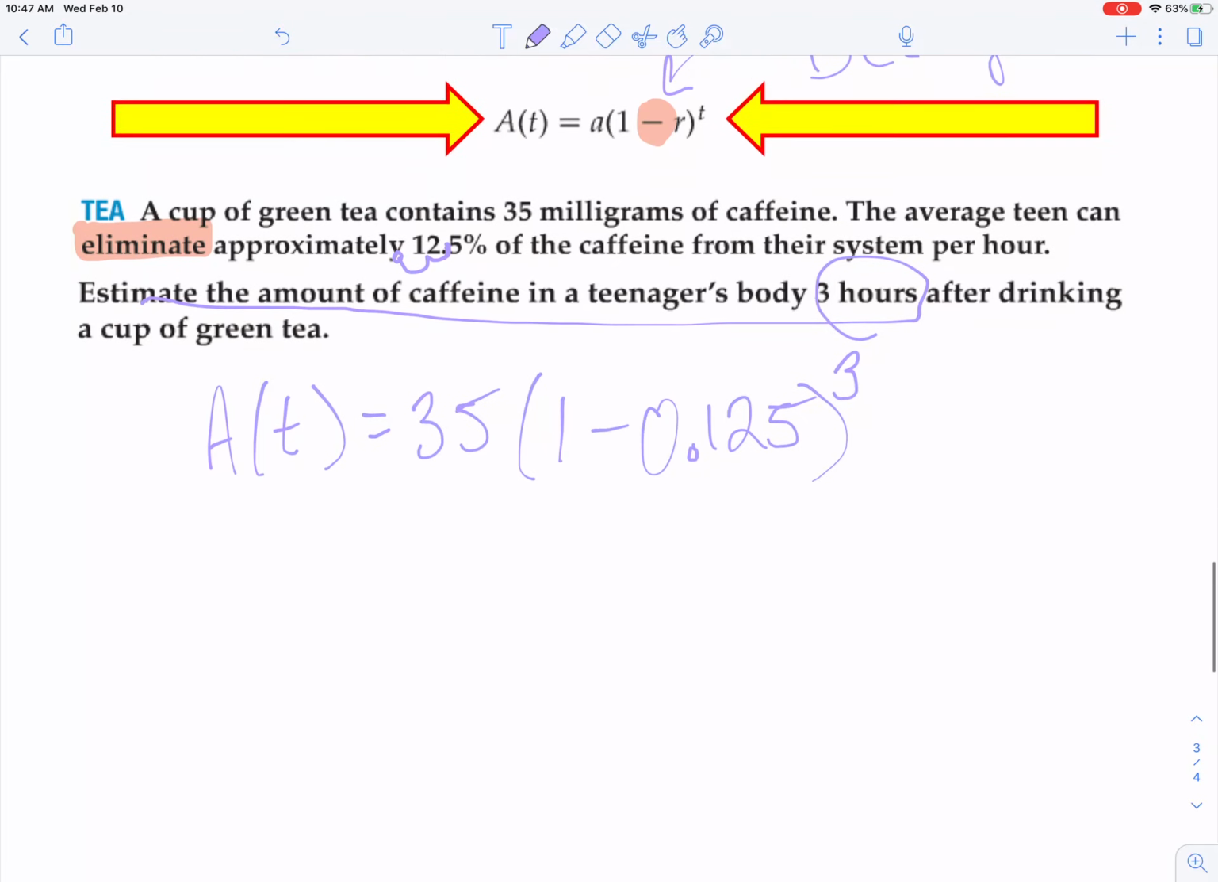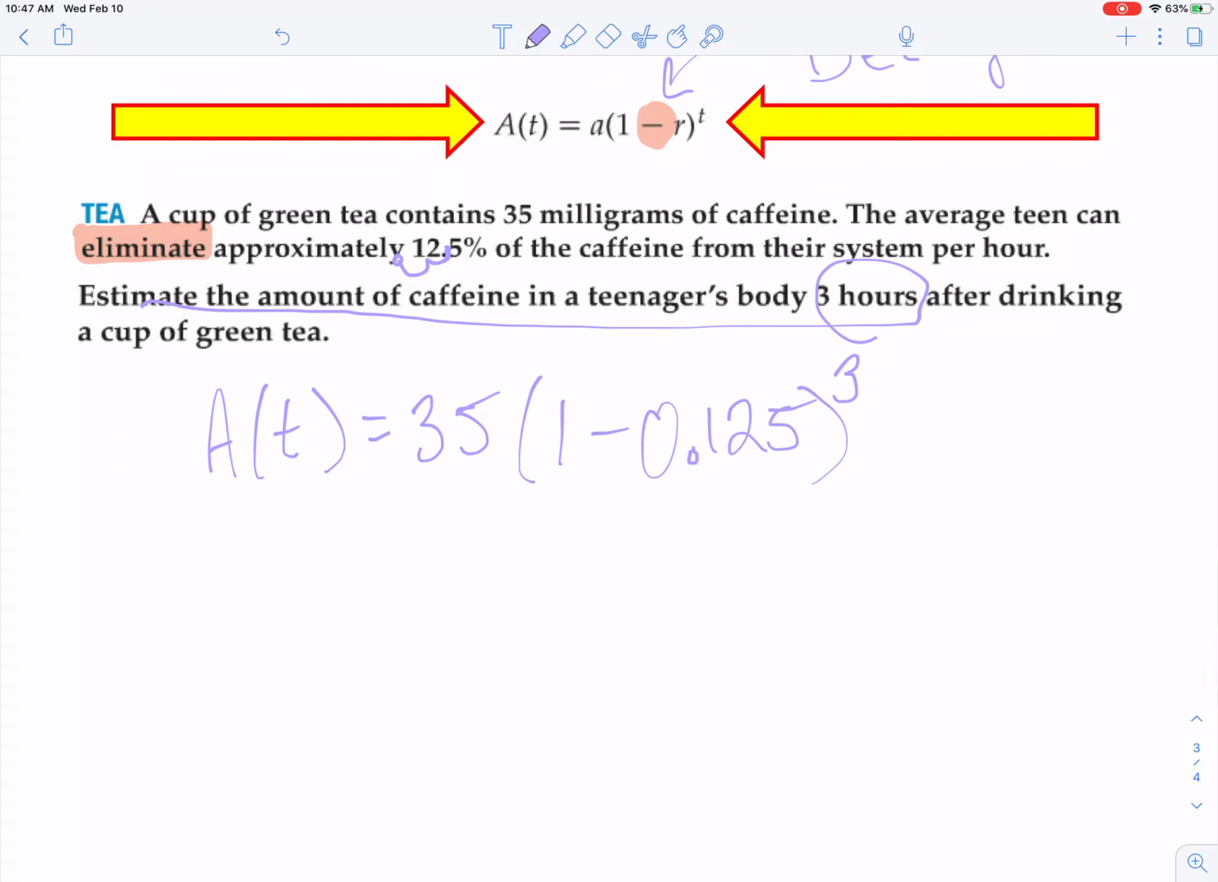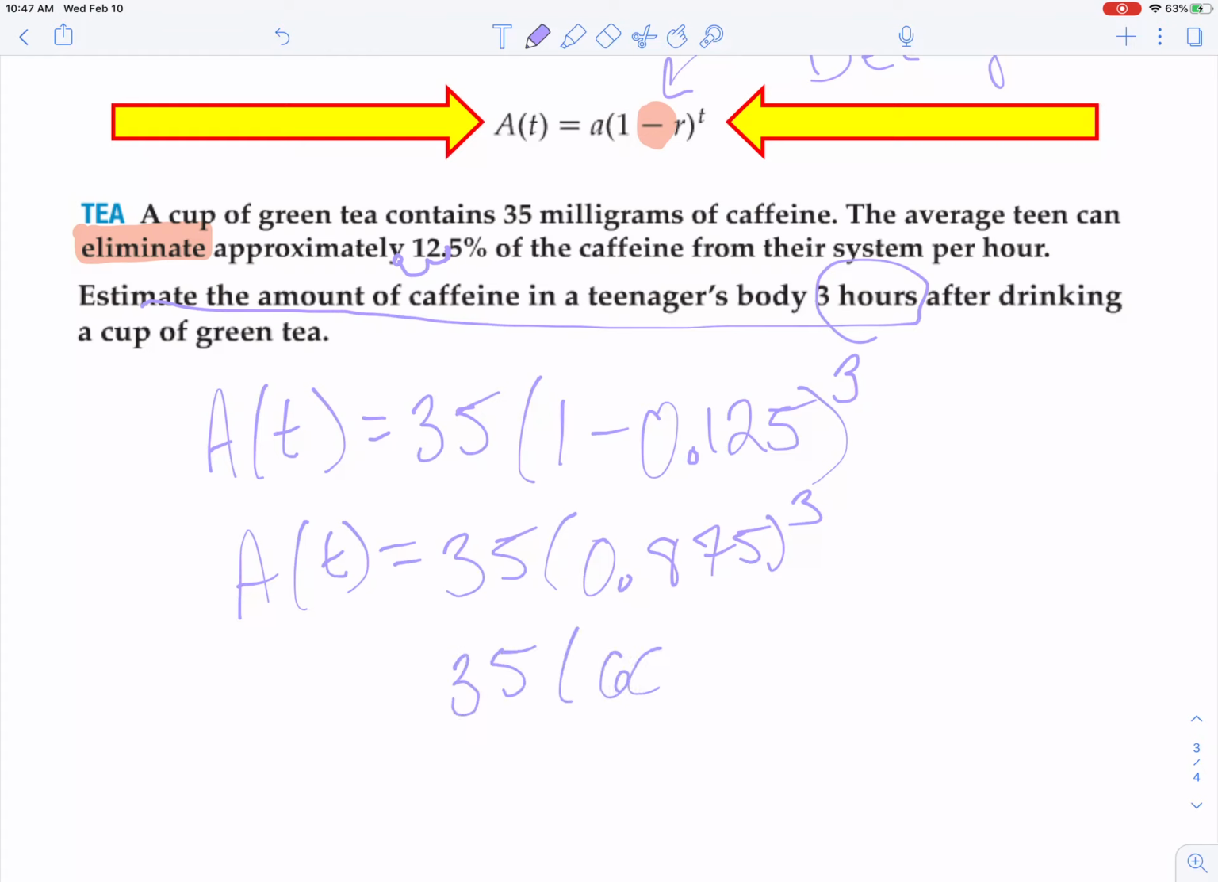And so if I simplify here, 1 minus 0.125 is going to be 0.875. And so in my calculator, I'm going to raise that to the third power. And I'm going to have to actually plug that in here. So I have 0.875 being raised to the third power. If you're unsure how to do that, remember you use the caret key. And here's the thing. My calculator gives me a big long decimal. I don't necessarily want to have to rewrite that every single time.